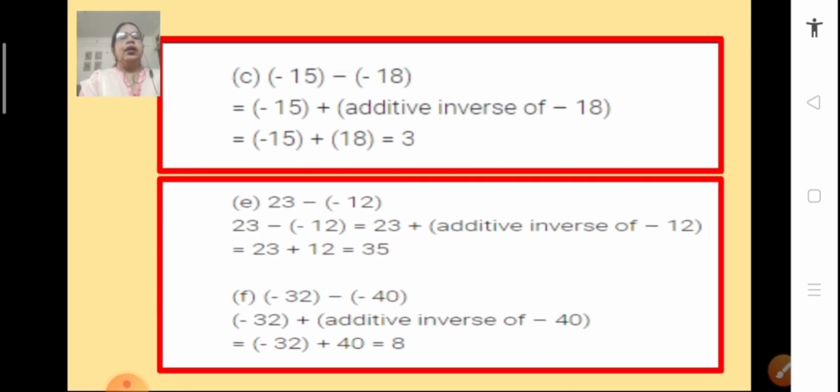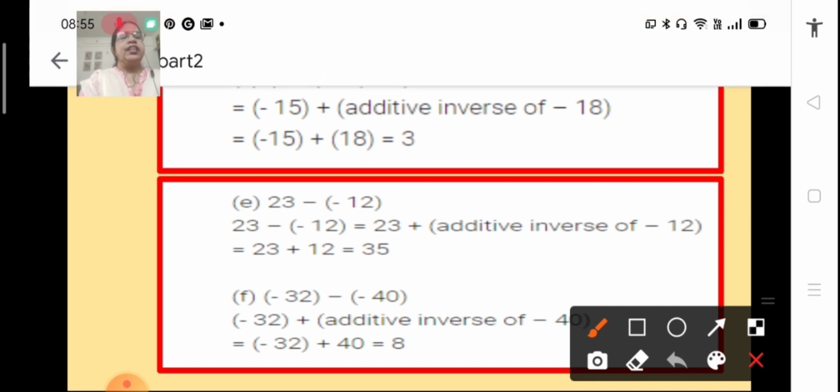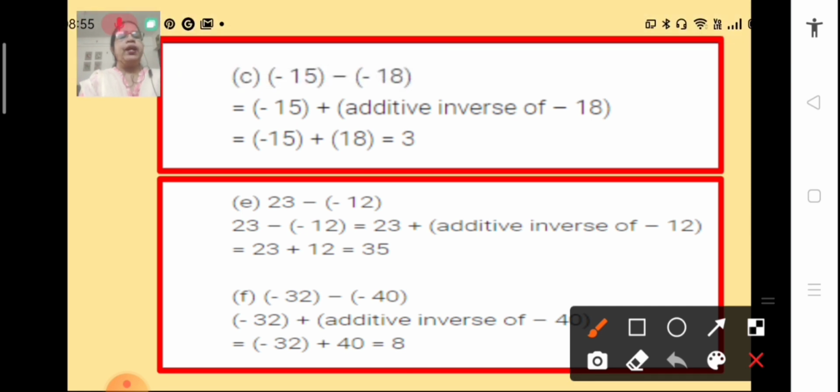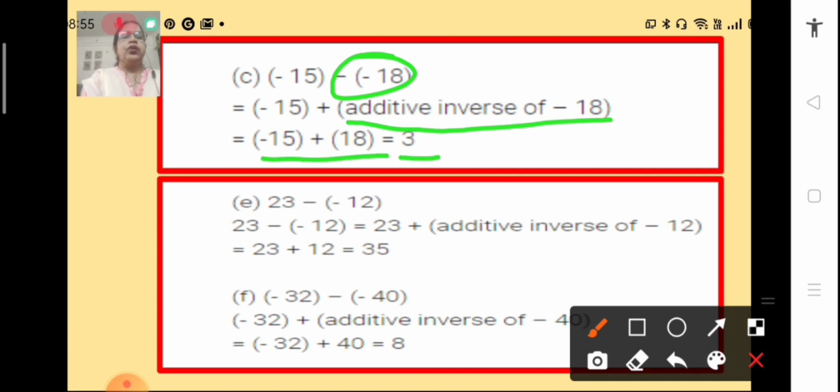C, negative 15 minus negative 18. So we will take it as negative 15 plus the additive inverse of negative 18. Instead of subtracting a negative integer, what we do, we take the additive inverse of negative 18 and add it. So it becomes negative 15 plus 18 and the answer becomes 3. We simply subtract and take the sign of the bigger integer.